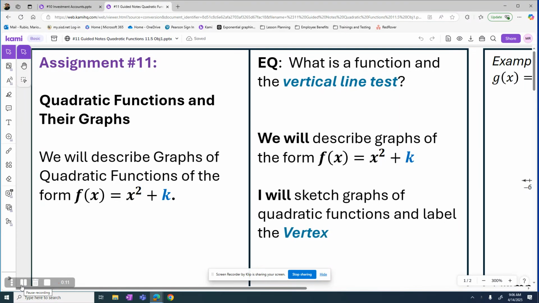For today's assignment, we're going to be looking at number 11. It's called quadratic functions and their graphs. We covered quadratic functions at the end of MP3, right before spring break. So we're going to go over some stuff to refresh your memory, and then we're going to keep covering this. This week we have our 4-week exam tomorrow, Wednesday, but you'll start with this, and then you'll cover it next week. We're going to describe graphs of quadratic functions of the form f of x equals x squared plus k.